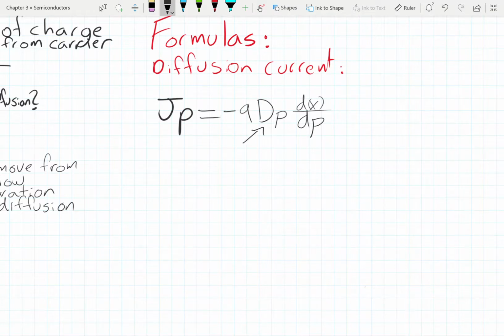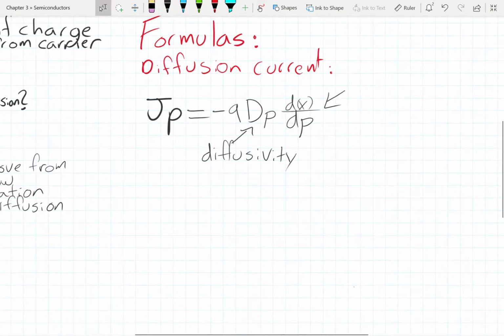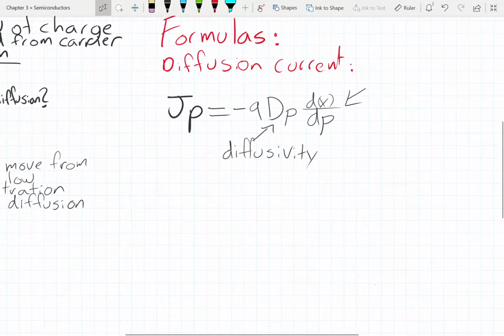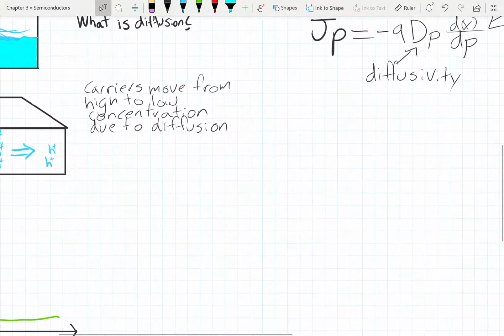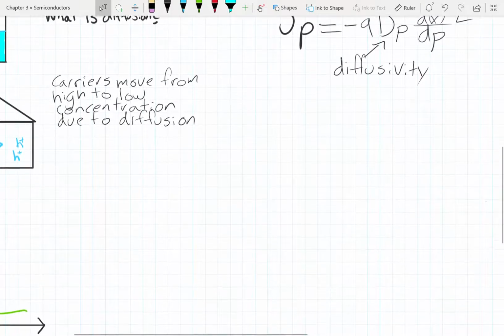So this part right here is a material dependent constant called diffusivity. And that's a constant that's material dependent. And this little guy right here is the carrier concentration gradient. I'm going to explain both of those and why this negative value is there. So let's start with the concentration gradient.